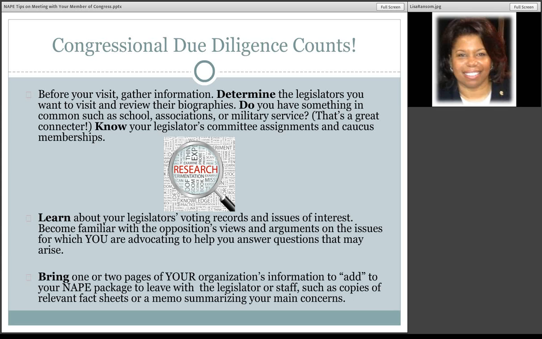Become familiar with the opposition's views and arguments on the issues for which you are advocating to help you answer questions that may arise. Bring one or two of your organization's information pieces to add to your NAPE package to leave with the legislator or staff, such as copies of relevant fact sheets or memos summarizing your main concerns.